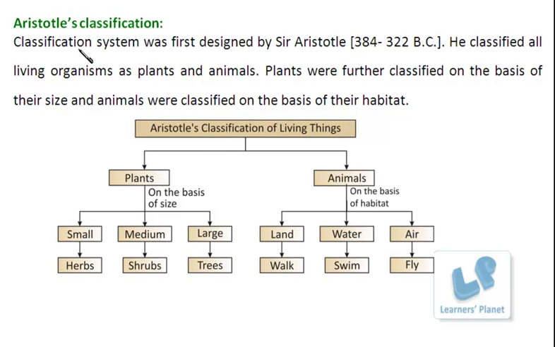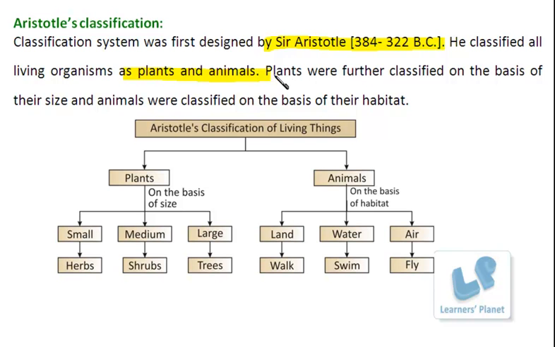Aristotle's classification. It was designed by Sir Aristotle, between 384 and 322 before Christ. So now you can imagine how old this classification is, and at that time what facilities these great people had, on which basis they could work out and follow scientific things. Even with those resources, he classified all organisms as plants and animals.